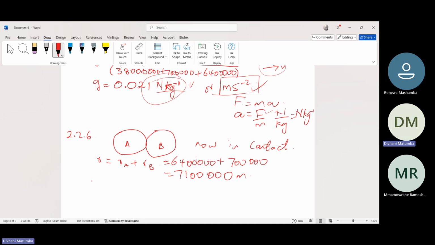Now, after contact, Roneo, what will be the new charge? What will be the new charge of the spheres after contact?